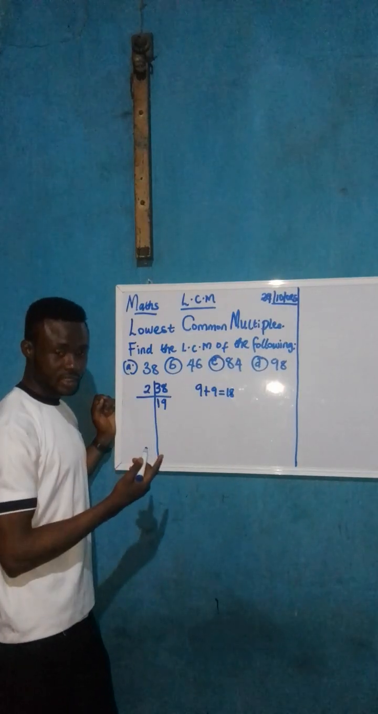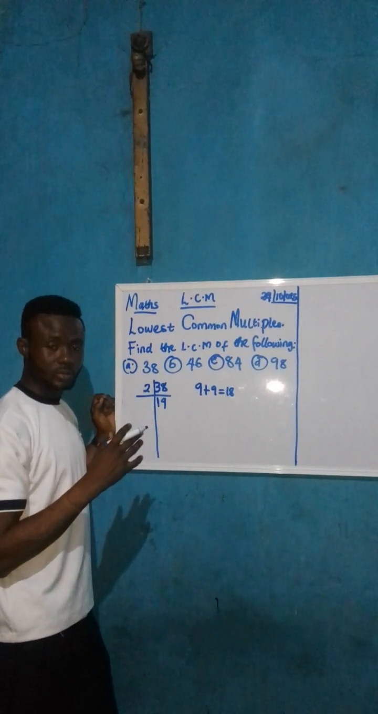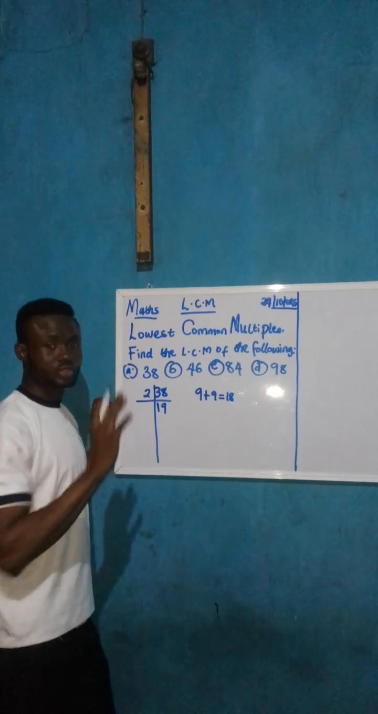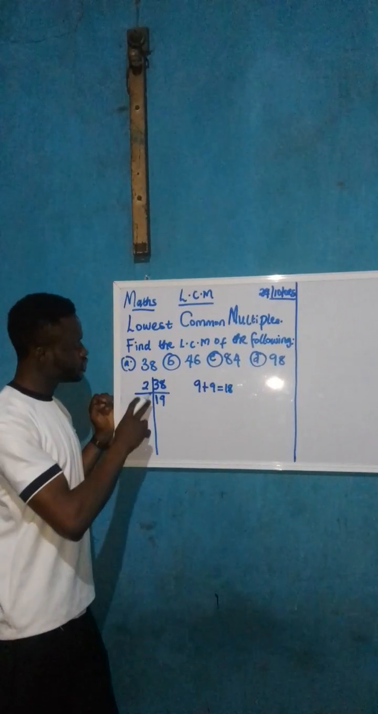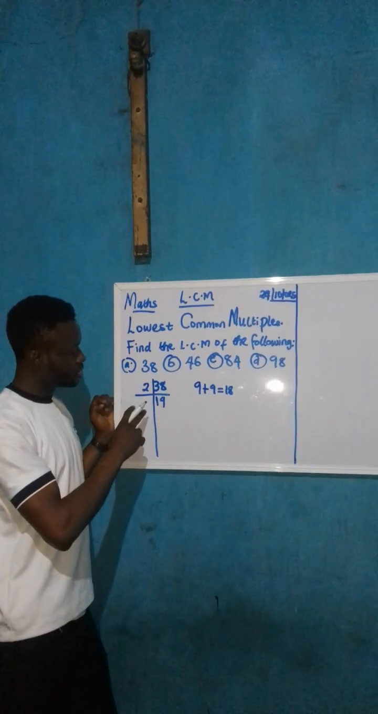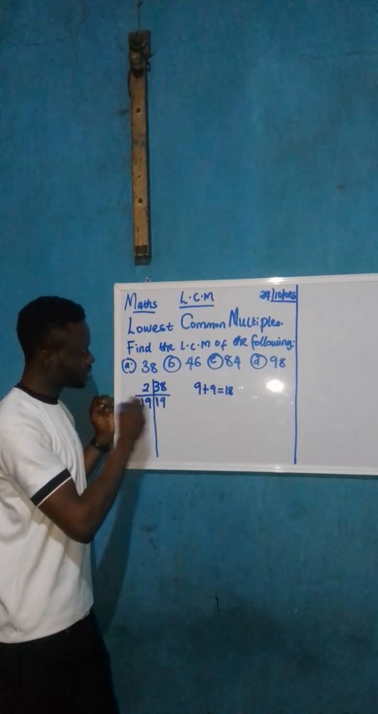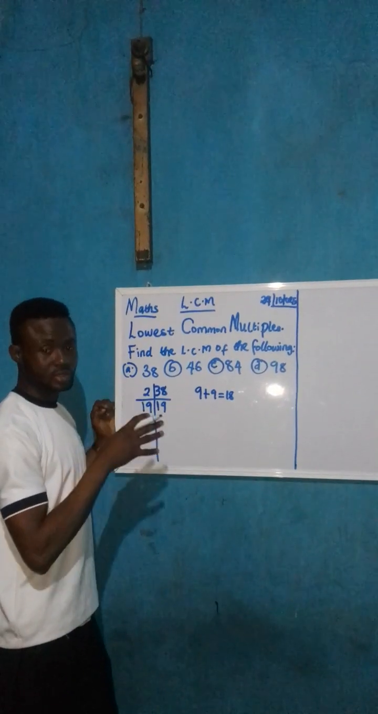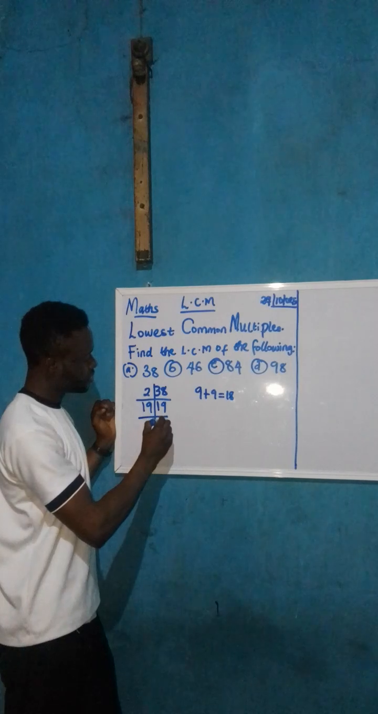Now 2 cannot go inside 19, right? What can divide 19 without remainder? So there is no number. 10 can go with the remainder, and if you use 3, there will still be a remainder, right? So we still just use 19, because no number can divide 19 without a remainder, right? So at this point, we just use 19. 19 in 19 will give us 1.